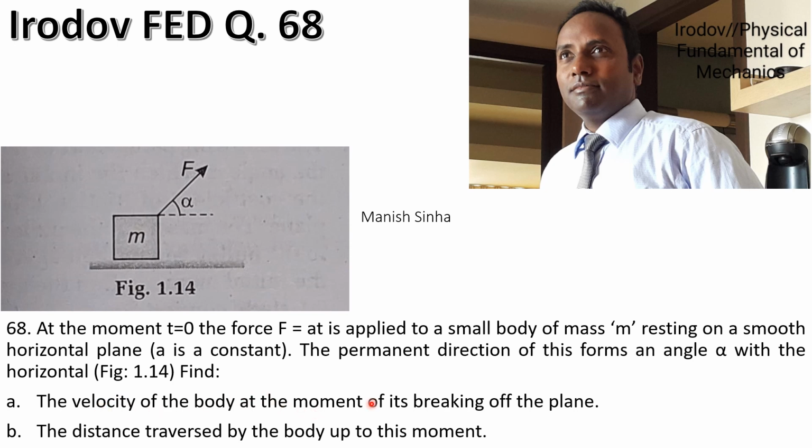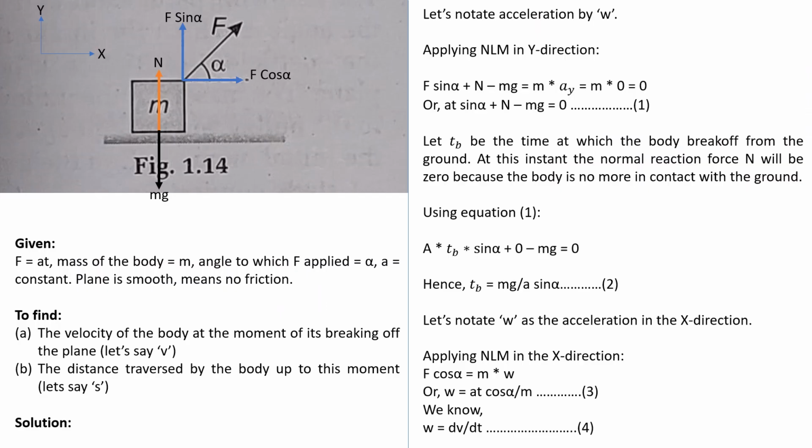Find the velocity of the body at the moment of its breaking off the plane. That means the velocity of the body when it comes out of the plane. So at that time, what was the velocity? And second, the distance traversed by the body up to this moment. At that instant, how much distance did it cover? So let us solve this question.